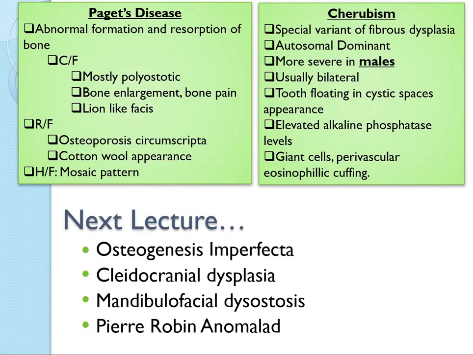So today we spoke about Paget's disease. Paget's disease is an anarchic abnormal formation of bone and continuous resorption. The bone continues to form, leading to bone pain as the foramina are constricted. Radiographically, you see a typical osteoporosis circumscripta and cotton wool appearance. Biochemically, you will see an increase in urinary hydroxyproline levels and serum alkaline phosphatase levels.